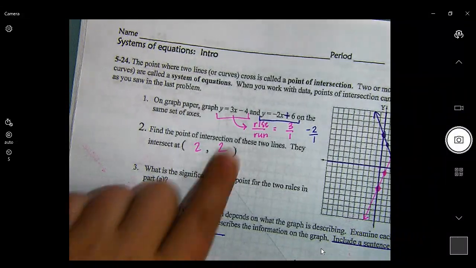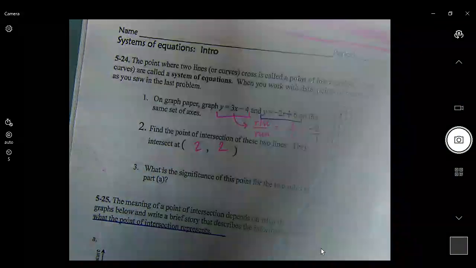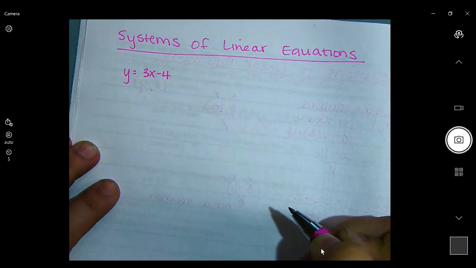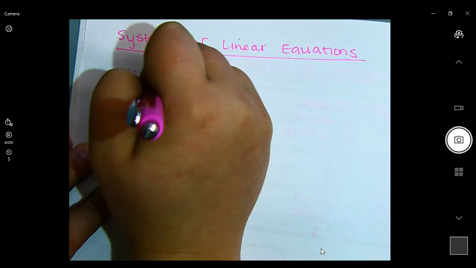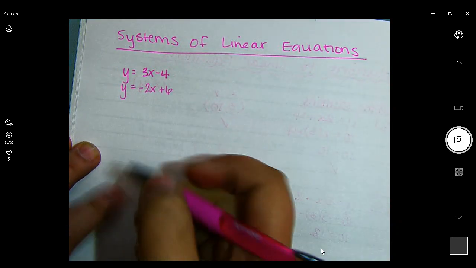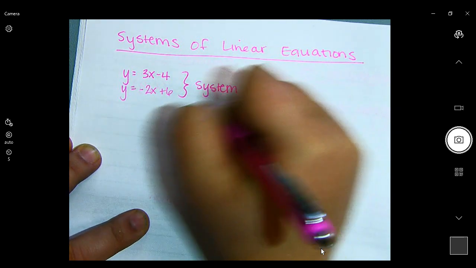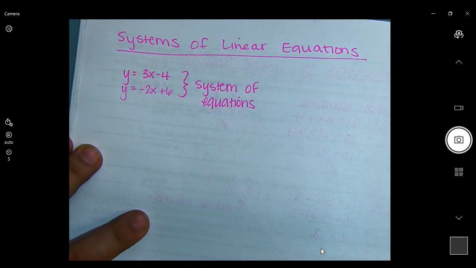All right, so on page 11a, we have these two equations right here. So I'm going to copy these down on this page, one on top of the other. So I have y equals 3x minus 4, and we have y equals negative 2x plus 6. Okay, now this is a system of equations, which is just a fancy name for a group of equations.